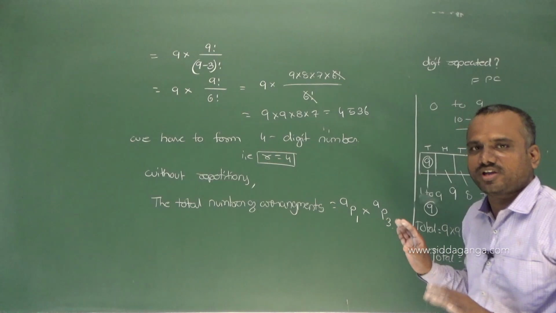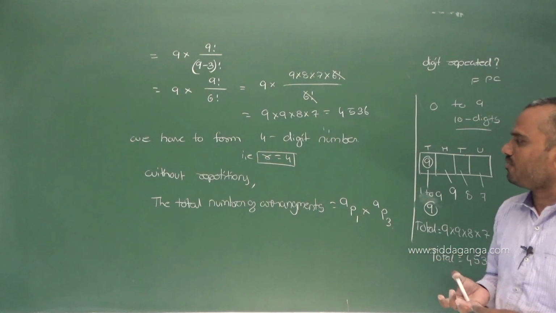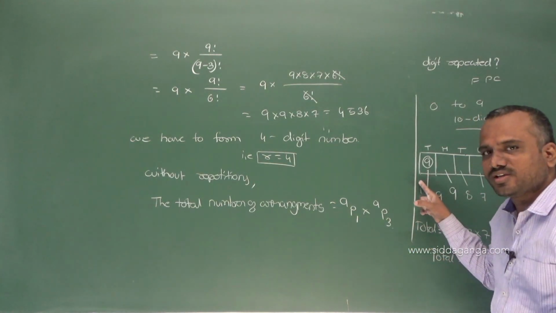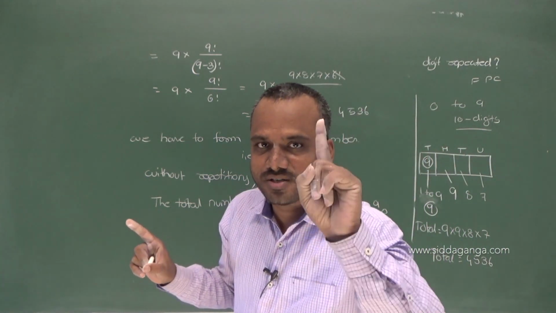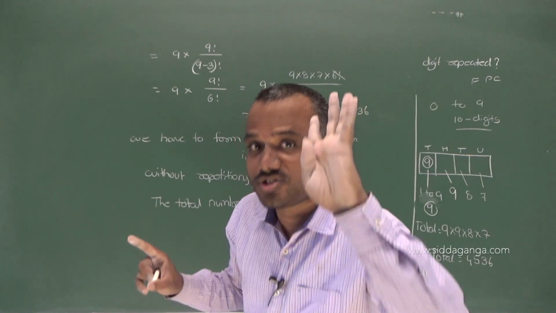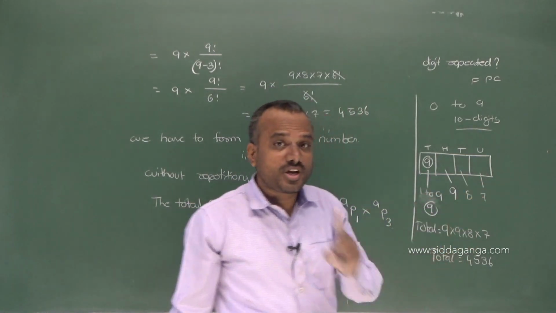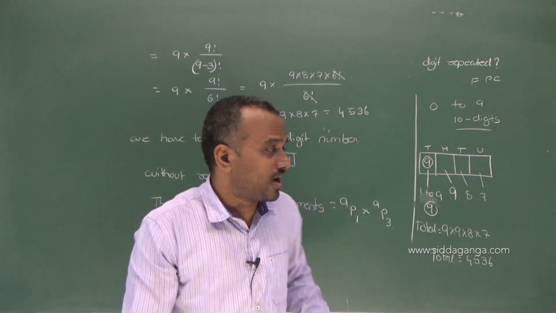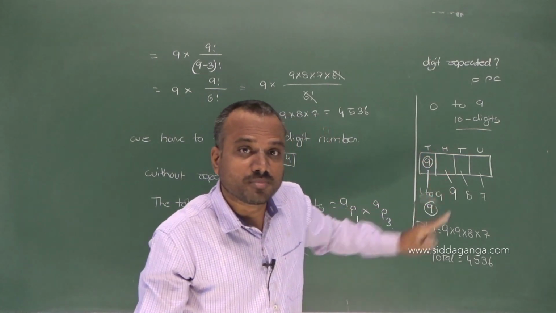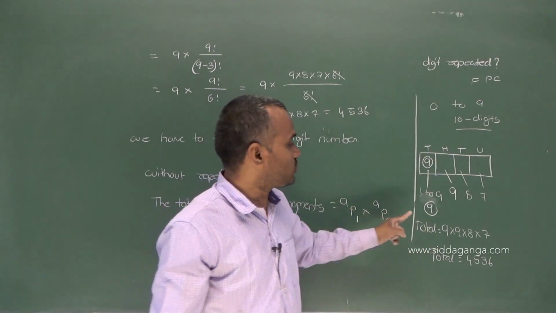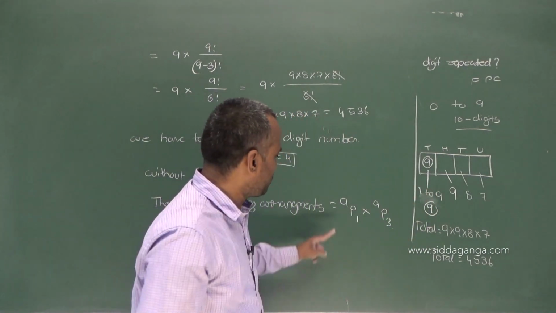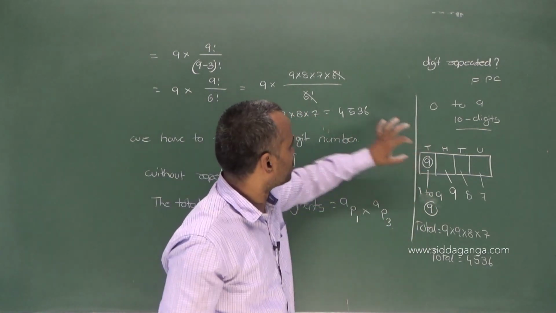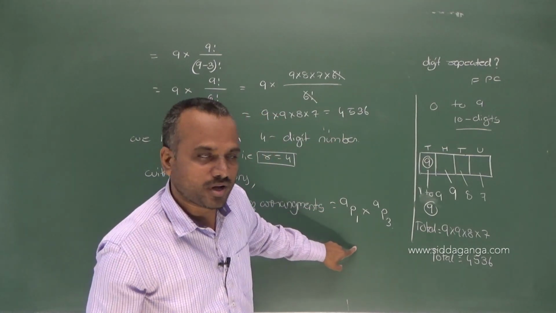See this problem very carefully. Observe this problem. In the thousand place, very important, if 0 comes in the thousand place, it is not a 4-digit number, it is a 3-digit number. We have to avoid 0 in the thousand place. For that we use 1 to 9. This can be done in 9P1, only one box.